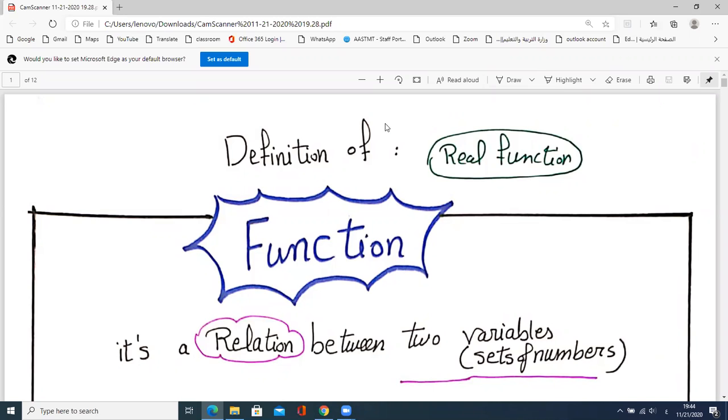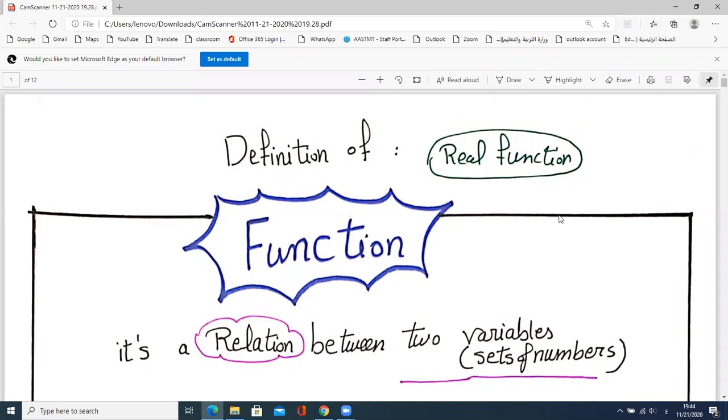This is the first lesson in algebra, okay? And this is a very important topic in algebra, which is function. And you're gonna know the definition of the function and the condition and some properties about functions.